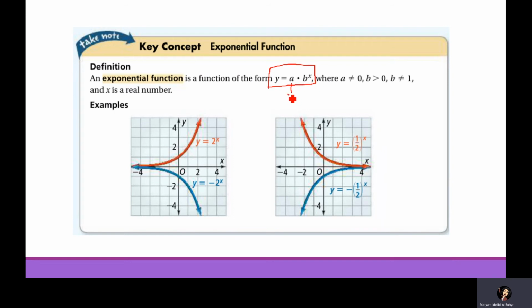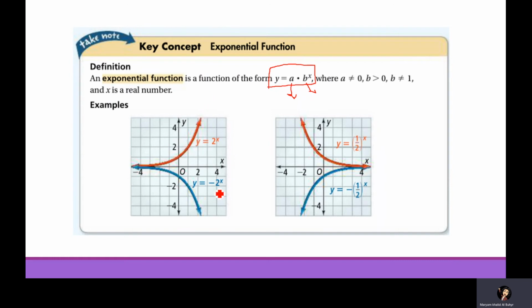Keep in mind that a is the initial value in the problem that we have, while b is the common difference that I will usually have. Common ratio, I mean, not common difference. So this b is the common ratio. If this b, the one raised to a power, is greater than 1, like in this example, 2 to the power x, the exponential function should be graphed like this.